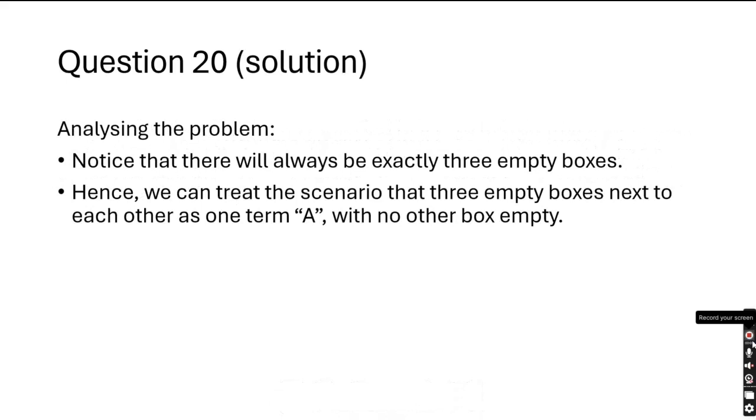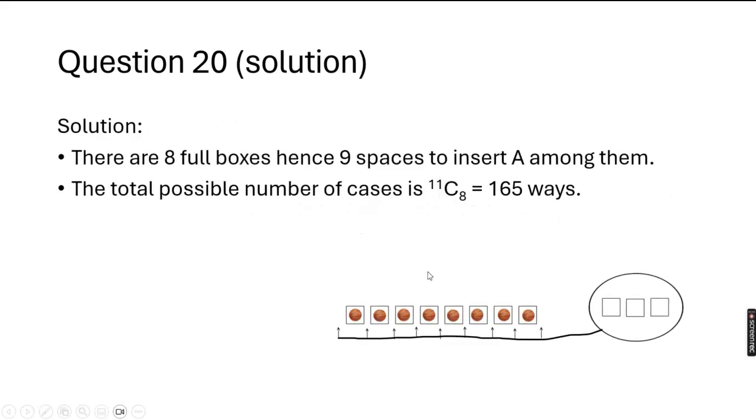So how do you go about this? I like to first find things that make the question easier. Notice that there will always be exactly 3 empty boxes. Hence, we can treat the scenario that 3 empty boxes are next to each other as one term A, with no other box empty. So this circle part here is A. There are 8 full boxes, which has 9 spaces to insert this A among them. The total number of possible cases is 11 choose 8, which is 165 ways. Therefore, the answer is 165.